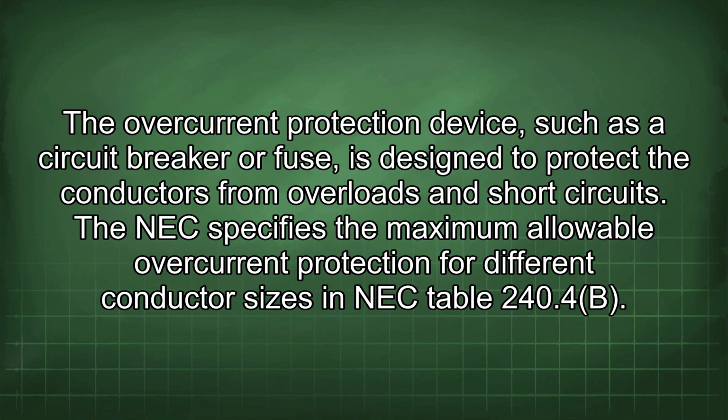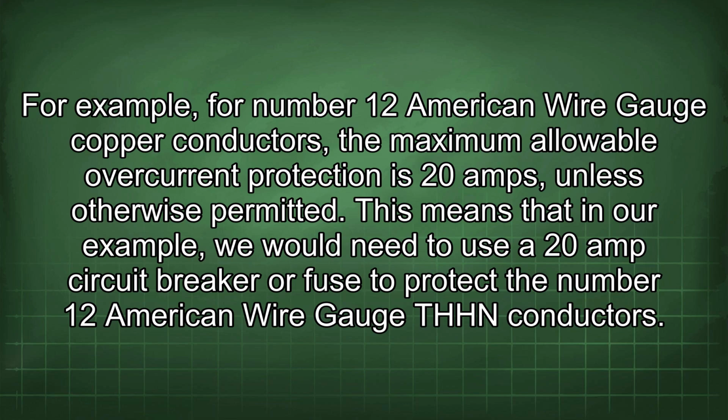The overcurrent protection device, such as the circuit breaker or fuse, is designed to protect the conductors from overloads and short circuits. The NEC specifies the maximum allowable overcurrent protection for different conductor sizes in NEC Table 240.4(B). For example, for number 12 American wire gauge copper conductors, the maximum allowable overcurrent protection is 20 amps, unless otherwise permitted. This means that in our example, we would need to use a 20 amp circuit breaker or fuse to protect the number 12 American wire gauge THHN conductors.